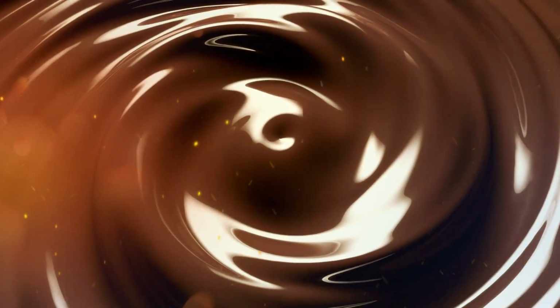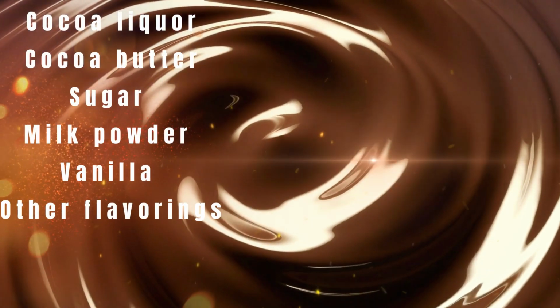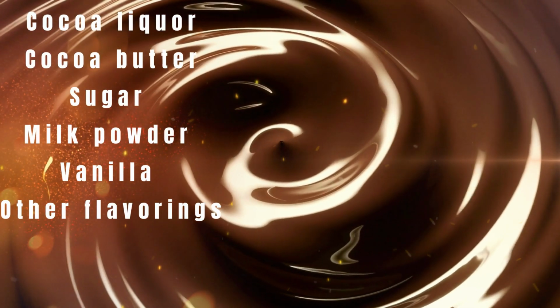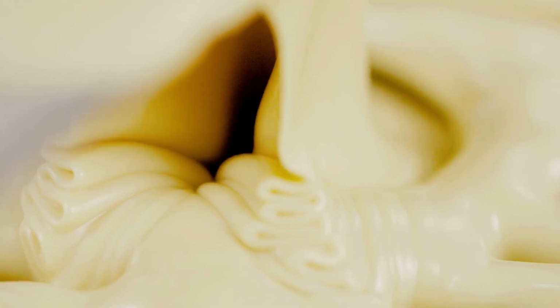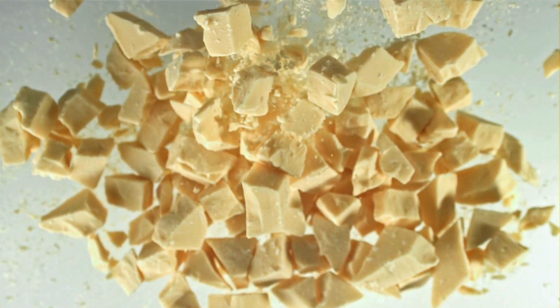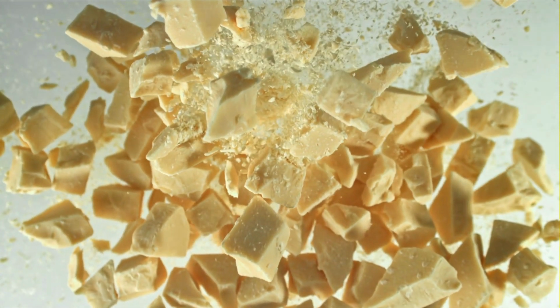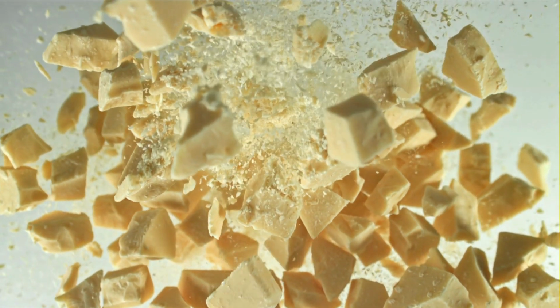For milk chocolate, we add cocoa liquor, cocoa butter, sugar, milk powder, and sometimes vanilla or other flavorings. And for white chocolate, we add cocoa butter, sugar, and milk powder, without cocoa solids. Each ingredient blend is carefully measured to ensure consistency and quality.